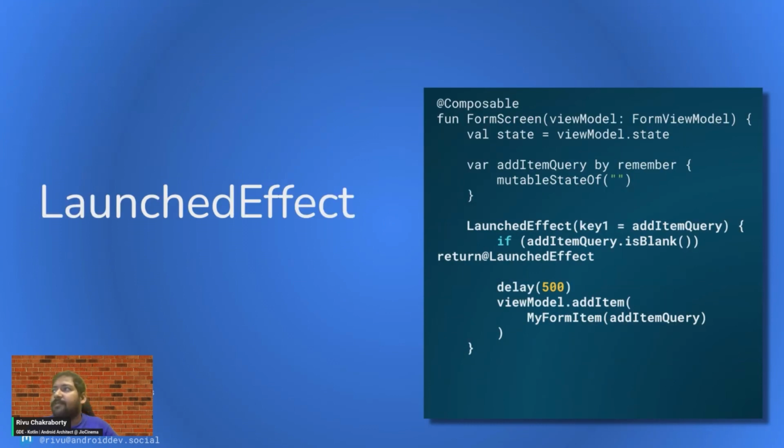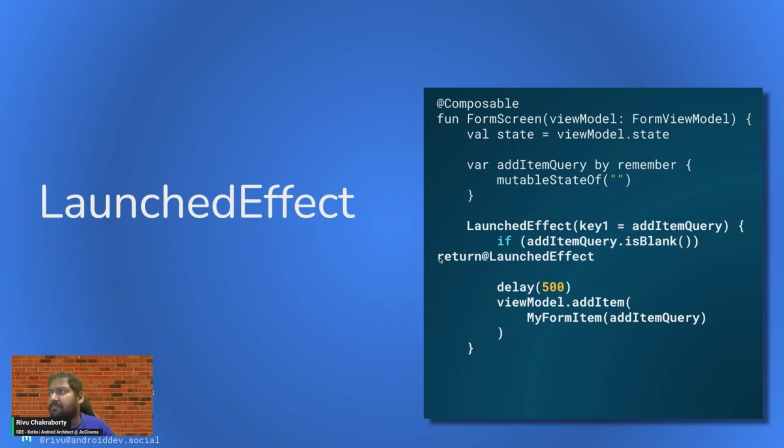The first of the side effects is LaunchedEffect, right? So here we are using LaunchedEffect. LaunchedEffect actually takes a key. So if the key is changed, then only this block will be executed. Unless this key is changed, this block will not be executed. So here we are taking the add item query, right? Again, going back to the form screen, whenever the user adds some text to it, then this item would be updated. And once the item is updated, it will come here. So every key press, it will come here.